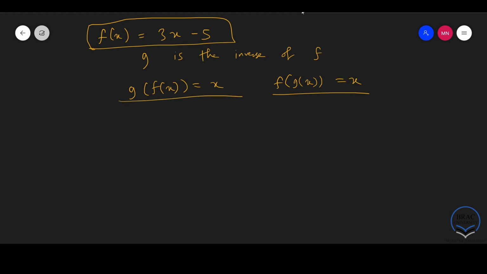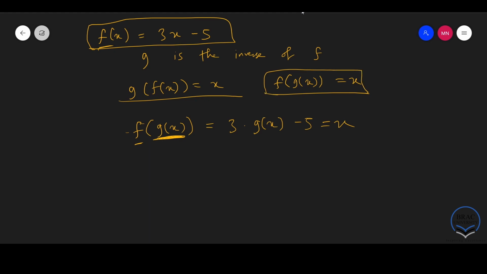So now we can find the inverse function of f. Since we know f of x, we can try and find f of g of x, right? So we want to find the inverse function g of x, and this g of x is our input right now into the function f. So I have 3 times g of x minus 5, and this should be equal to x, which we can see from here.